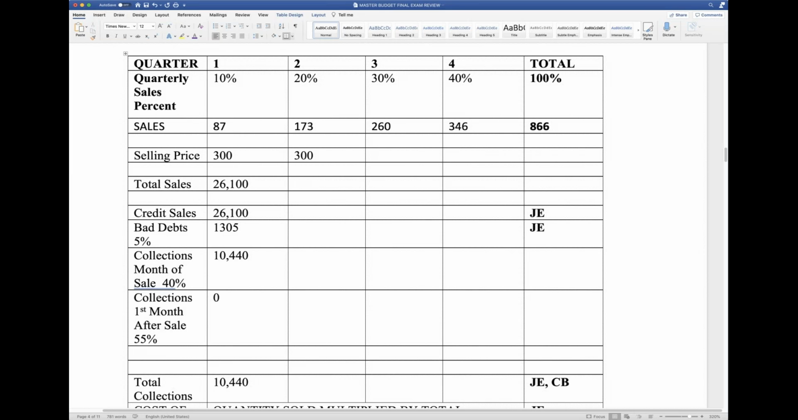Okay, we're multiplying 173 times 300, and it's gonna come out to 51,900. You got the controls.